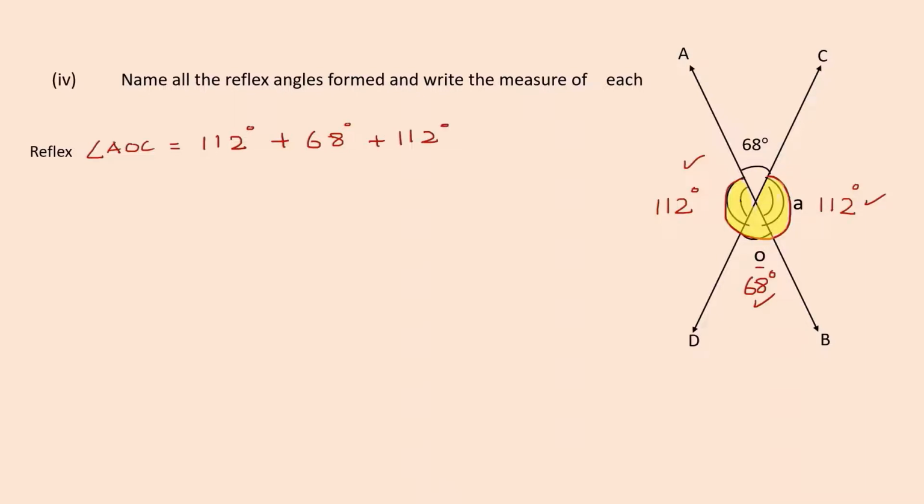Let's add that up. 112, again we have 112 and we have 68 degrees. Let's add it up. 8, 9, 10, 11, 12. Carry 1. 1, 2, 3 plus 6 is 9. 1 plus 1 is 2. So we have got 292 degrees.